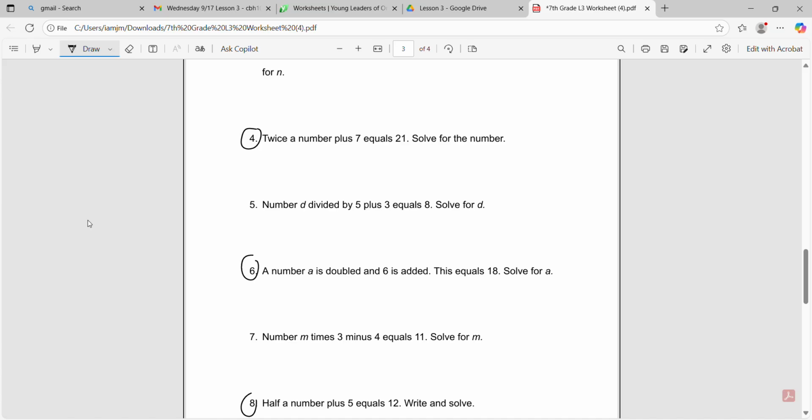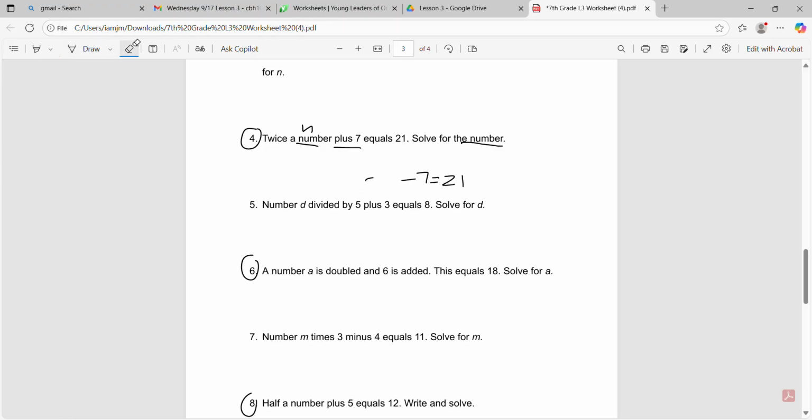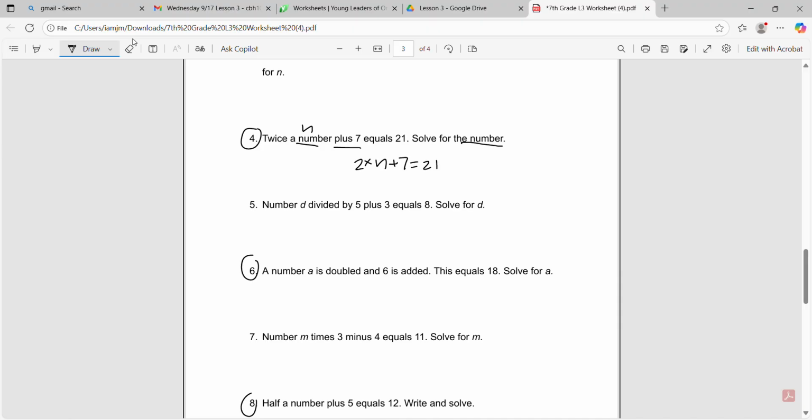Twice a number plus 7 equals 21. Solve for the number. So twice a number plus 7. We have to solve for the number. We'll be using the variable n for this. So twice a number, 2n, or 2 times n, plus 7 equals 21. Let me rewrite. So 2 times n plus 7 equals 21.